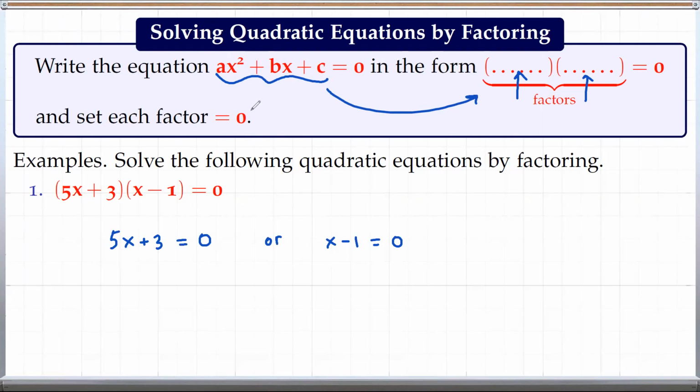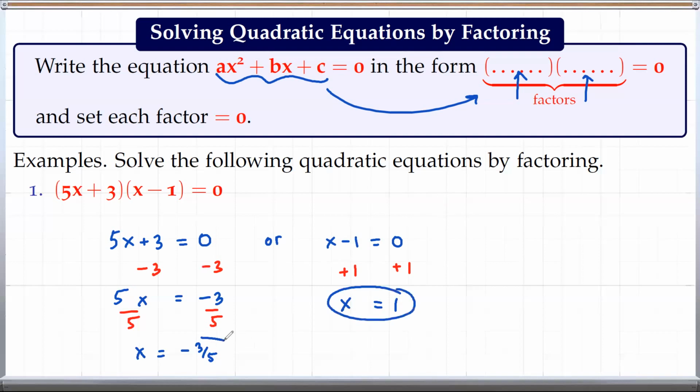So for the first one, you can just subtract 3 from both sides. Then that will give you 5x on this side equal to negative 3. And then you can divide both sides by 5. So that will give you x equals negative 3 by 5. So this is the solution to the first part. For the second part, we can add 1 to both sides. And that will give us x minus 1 plus 1 is just x on this side equal to 1 on this side. So we have these two solutions. So this is one solution and this is another solution. Let's look at the next example now.